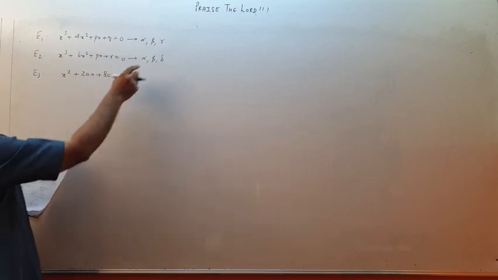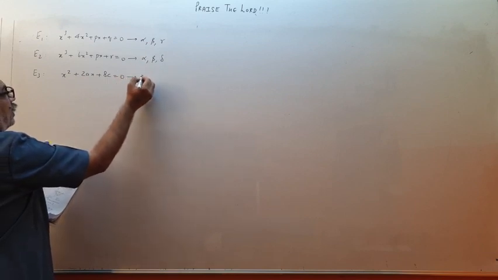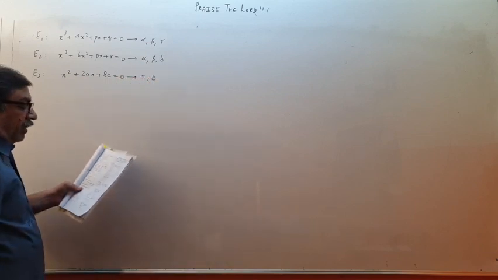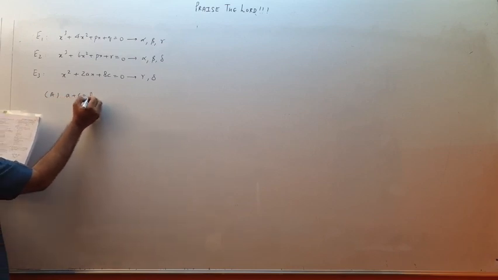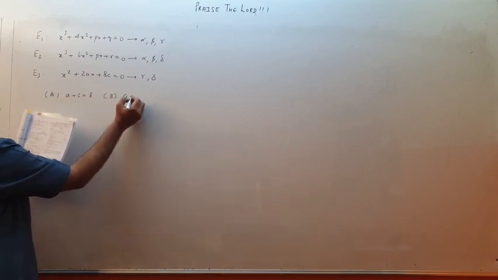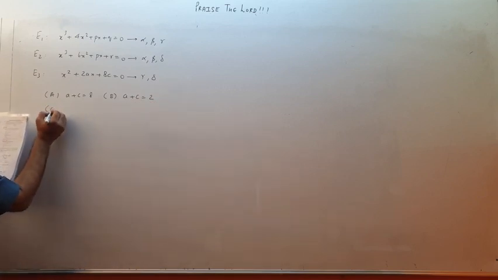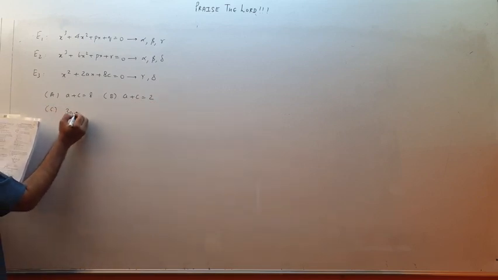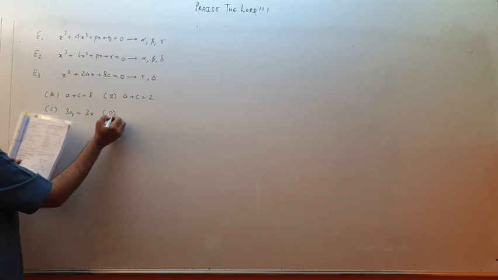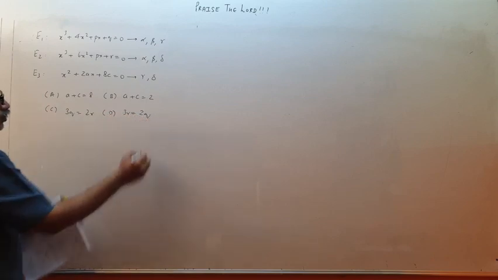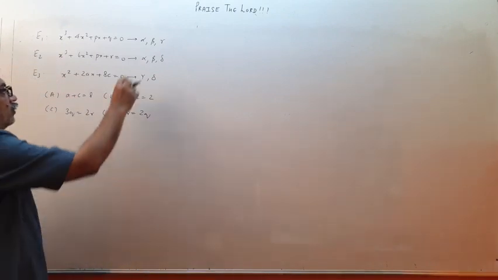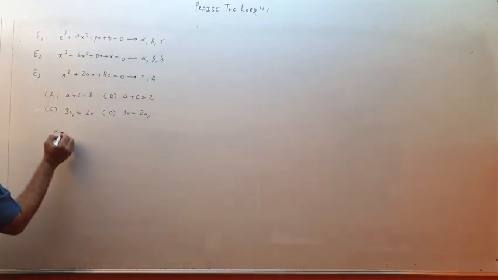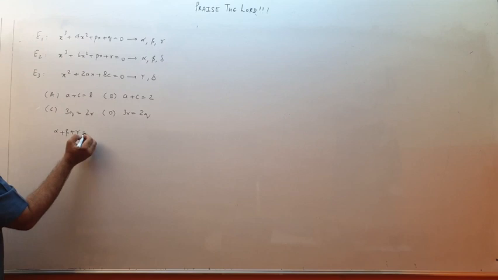This is formed with common roots, meaning its roots are gamma and delta. We are given options: a plus c is 8, a plus c is 2, 3q equal to 2r, 3r is equal to 2q. Okay, so we take up the first equation and we get that alpha plus beta plus gamma will be minus 4.